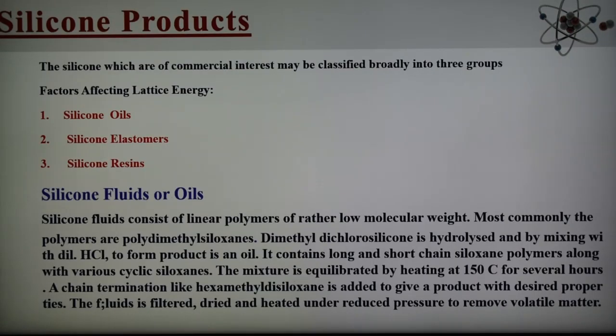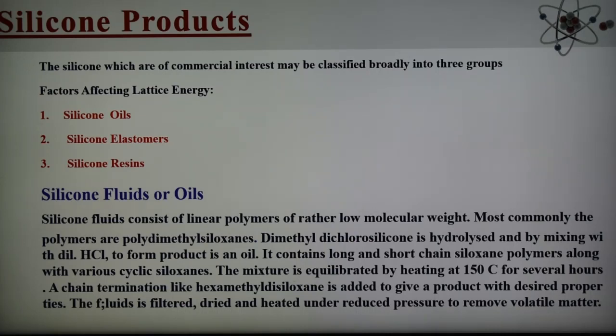In the next slide, what is a silicon product? As we know, the silicons which are of commercial interest may be classified into three types: one is silicon oil, second is elastomer, and third is silicon resin. The preparation of these materials is based on the general reactions already described in the last presentation. Silicons are expensive but have many desirable properties.